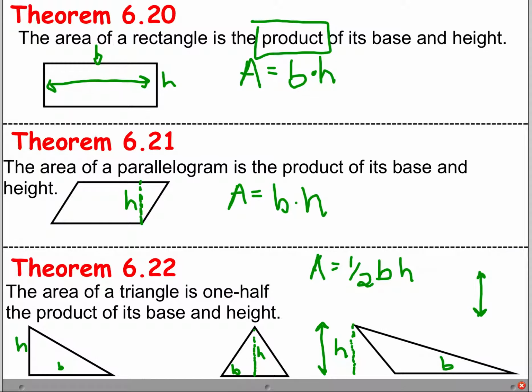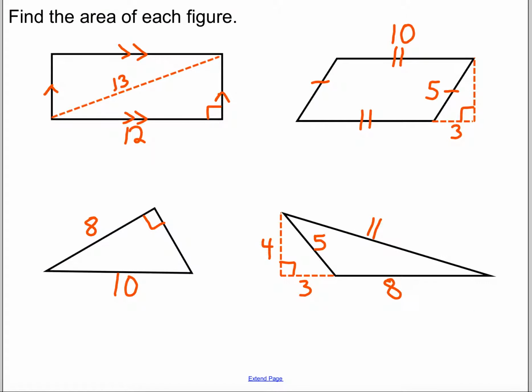Okay, so there are some area formulas. Here we have some different area practice problems, and I actually want you to do these on your own, and when you do them, come and check them with me. I'll make sure that they're correct. But here we have a rectangle, a parallelogram, and then two triangles that I want you to find their areas of, and then come check me when you're done. They're not too difficult. You just need to use those area formulas above.